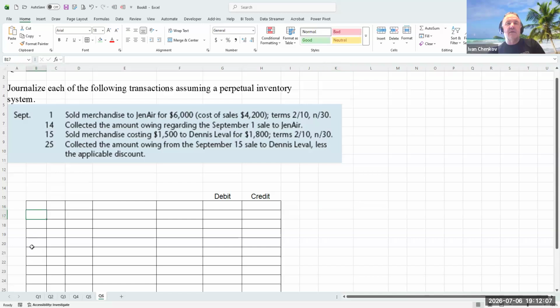So let's start with this question. On September 1st, we sold merchandise to this company with cost of sales $4,200. Now they have terms for discount. If they want, they can take a discount. If they pay within 10 days, they can deduct 2% of the outstanding amount. So let's go. Debit. Since we're doing the sales and we're not getting cash, we're getting accounts receivable. And credit's gonna go with sales.